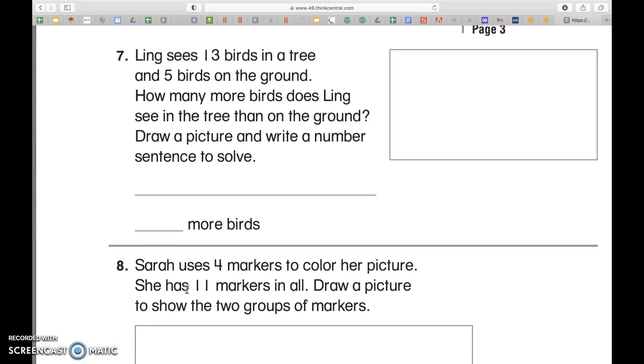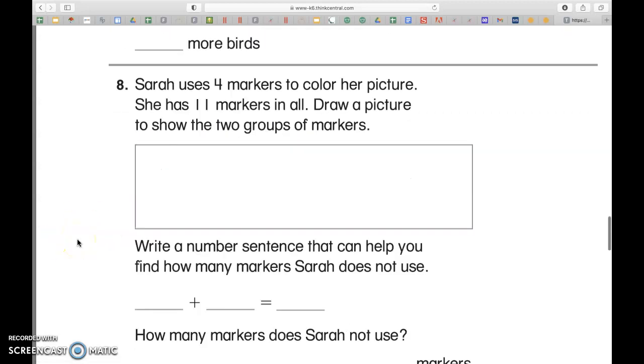Number 7, Ling sees 13 birds in a tree and 5 birds on the ground. How many more birds does Ling see in the tree than on the ground? Step 1, draw a picture. This box over here is meant for you to draw a picture, okay? This line here is meant for you to write a number sentence to help you solve the problem. Down here, I need to find your answer for blank more birds. You're trying to find how many more birds does Ling see in the tree than on the ground.